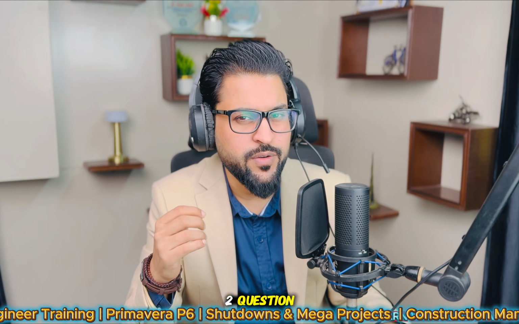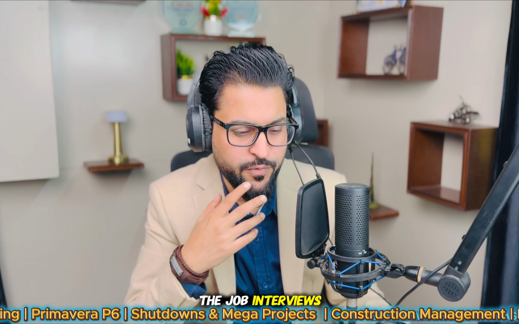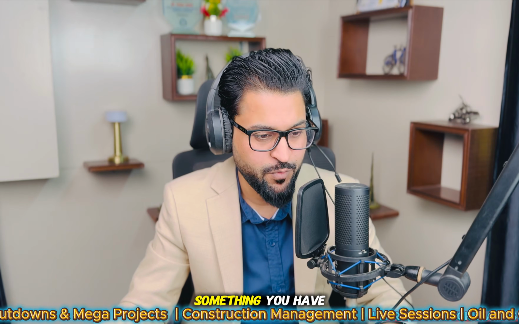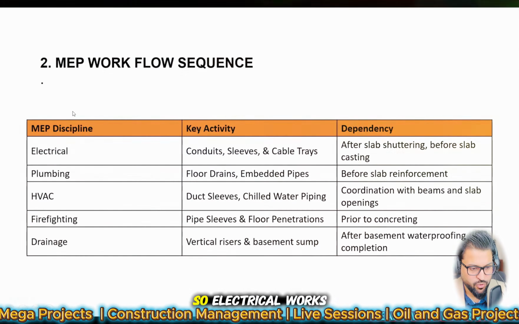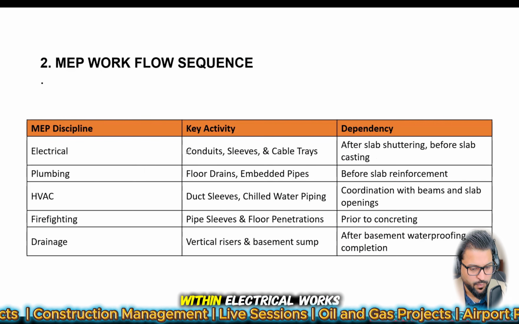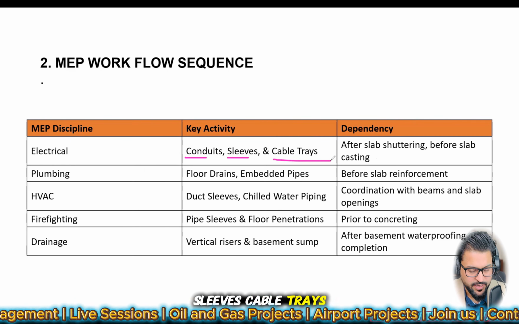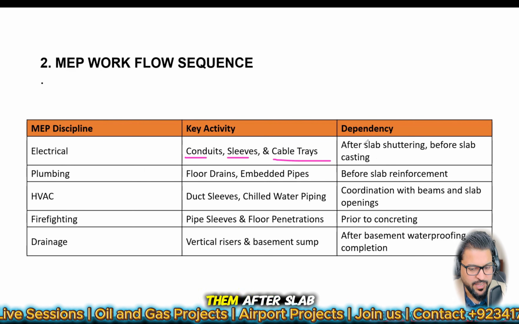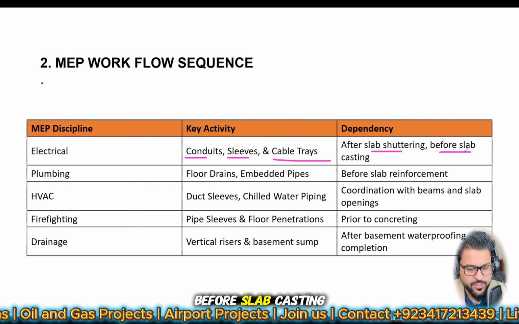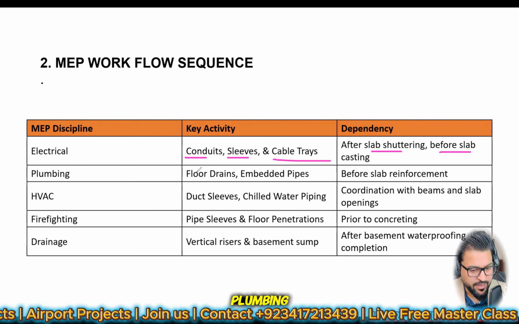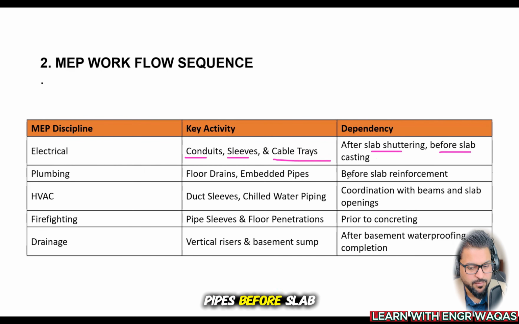The next question, number two, which will be frequently asked in job interviews, is how MEP activities depend on structural activities. So this is something you have to understand. Electrical works: within electrical works, there are major conduits, sleeves, cable trays. But when do you need to start them? After slab shuttering, before slab casting. Got it? In between, like a sandwich. Plumbing, floor drains, embedded pipes before slab reinforcement. This is an important thing you need to memorize.